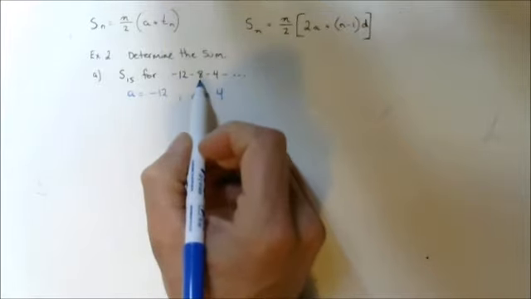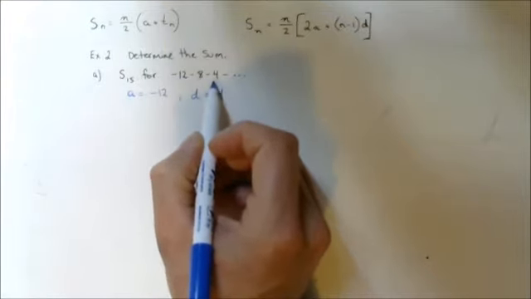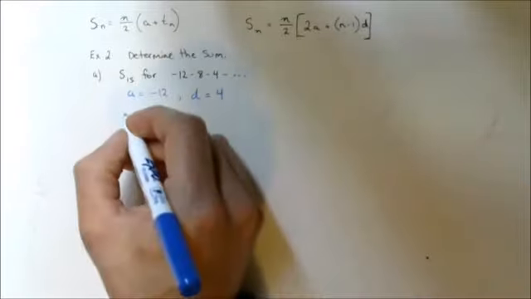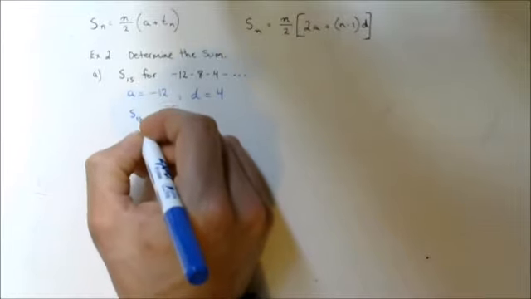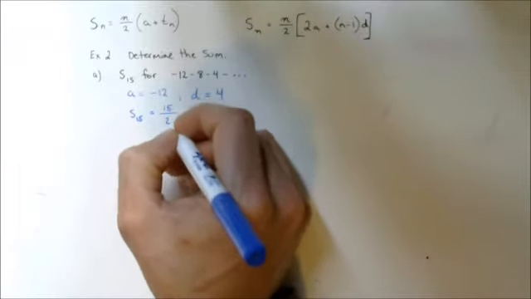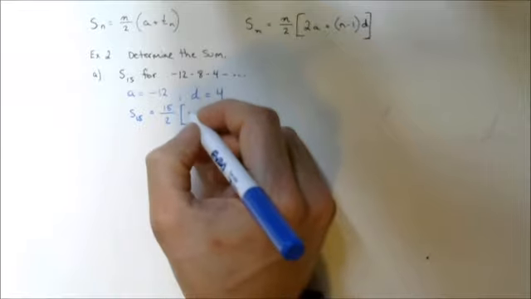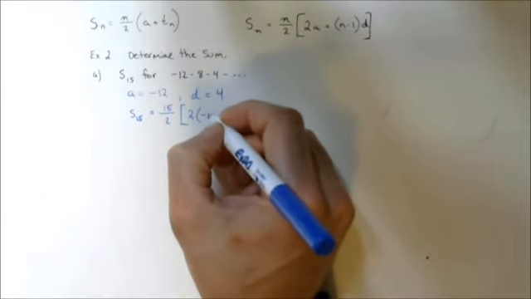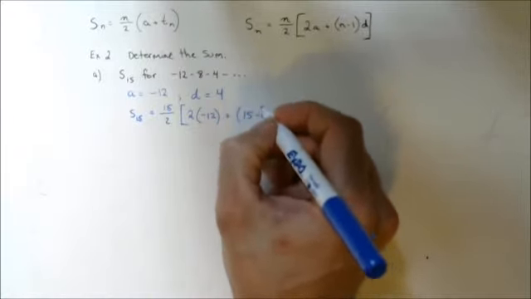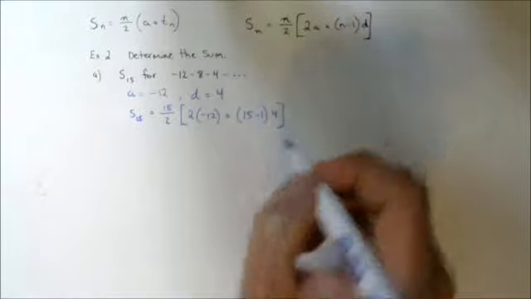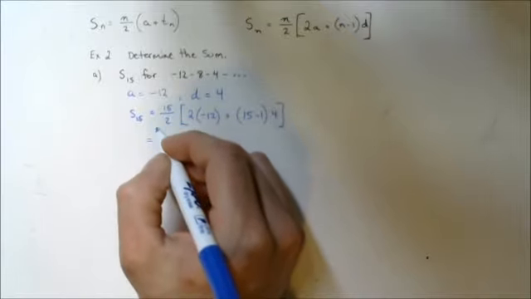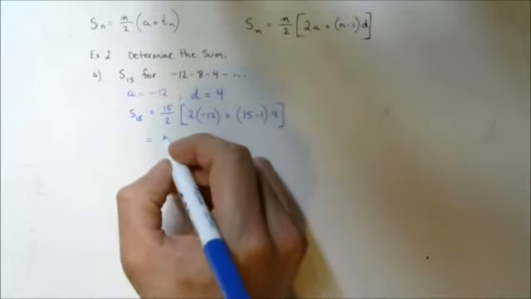-12 plus 4 is -8. -8 plus 4 is -4. So we have enough information to plug it into our second formula. Let's go. We've got the sum of the first 15 terms is equal to n, which is 15, over 2, times 2 times a, which is -12, plus 15 minus 1 times d. Close it off. I'm going to leave this as a fraction. It helps me. I don't need any decimals in here. We'll just leave it till the end.